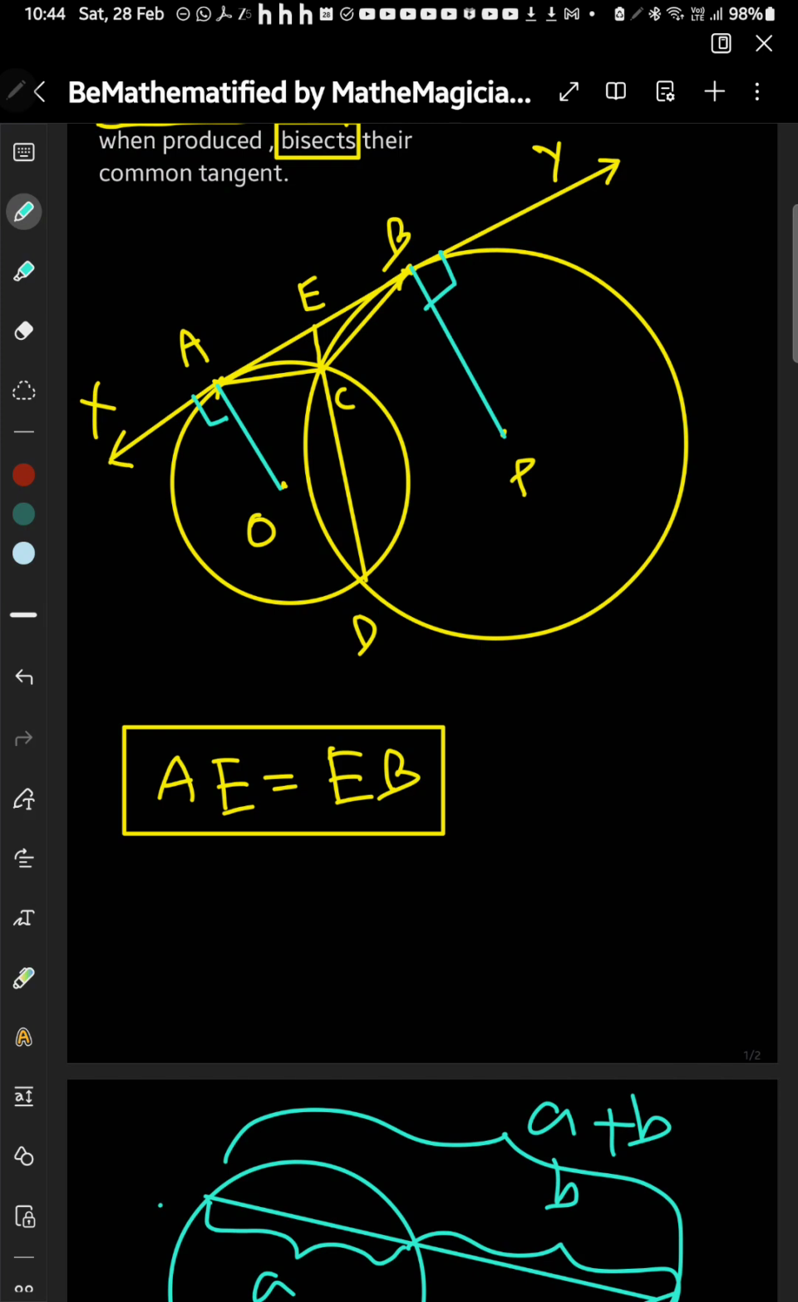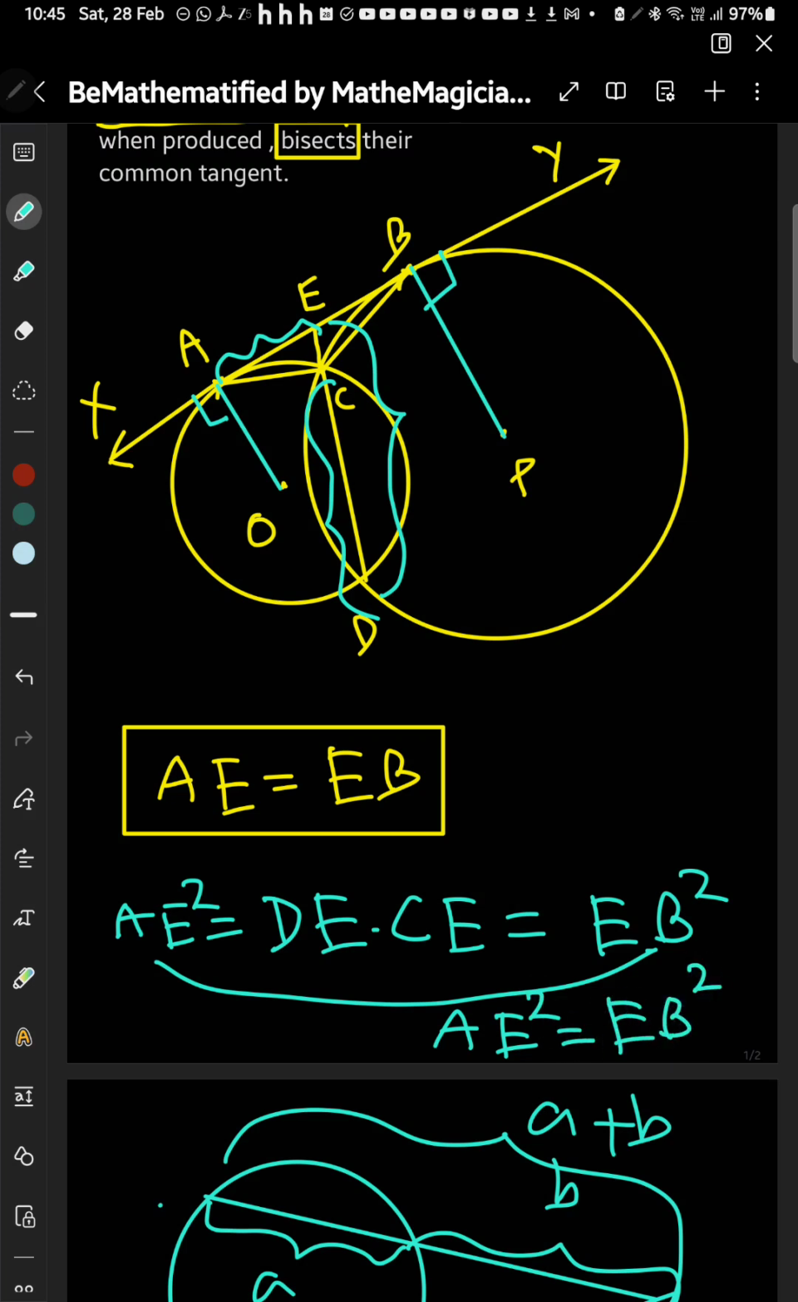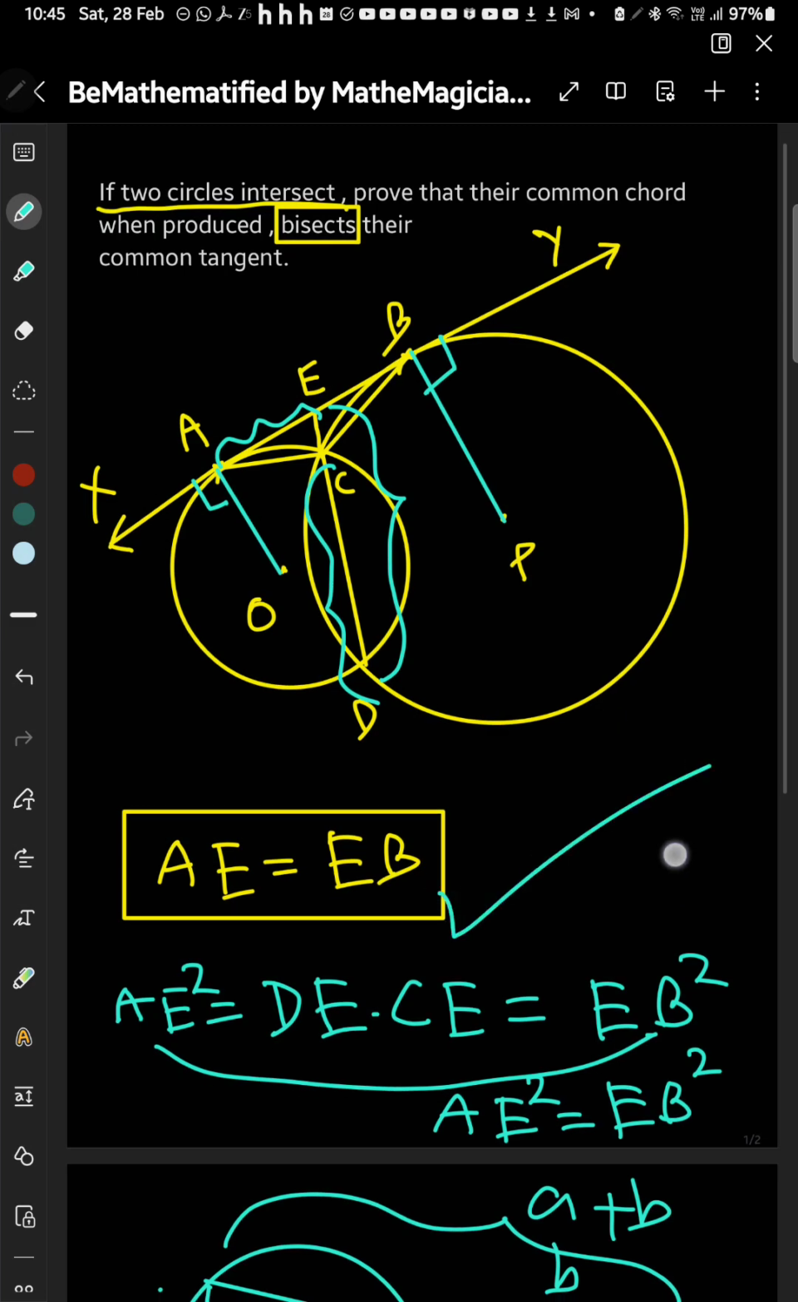Now we can say AE square is DE into CE, sorry, my mistake. But in this circle also, I can say EB square equals the same ED into CE. So from this I can say AE square equals EB square. Then you need to write that taking the positive square root of both sides, because length cannot be negative, we can say AE equals EB. I hope that is clear.